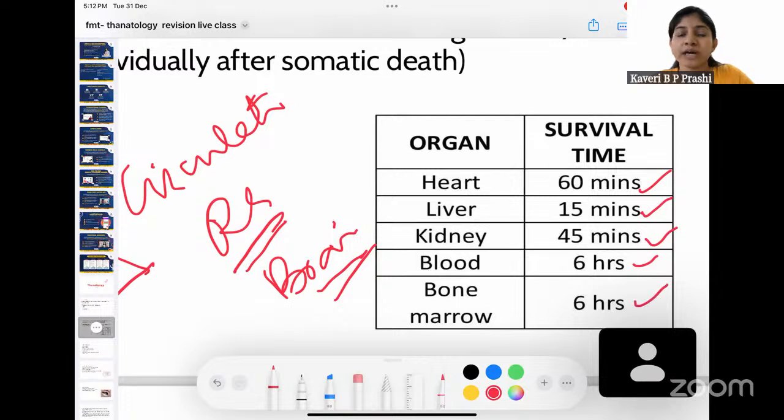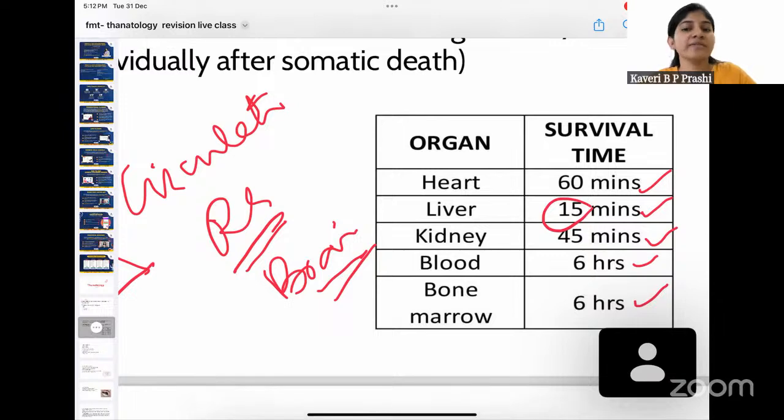Blood in bone marrow, 6 hours. So remember, for which organ it is the least? It is for liver. It is only around 15 minutes.